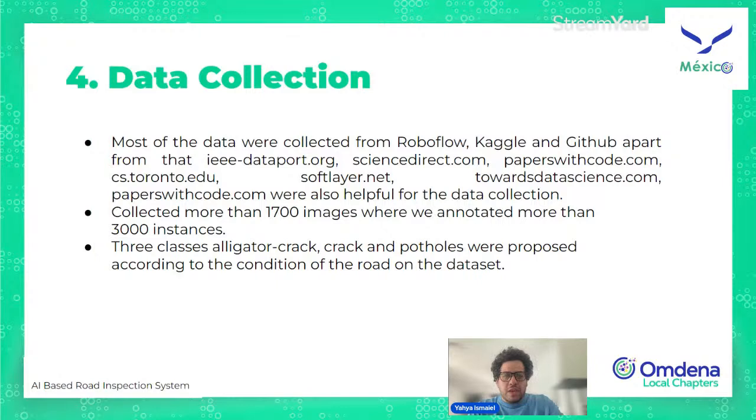And after that, we decided to stick with certain classes. This was one of the parts that took us some time, to understand what classes of road inspection we need to use. So we agreed eventually to use 3 classes, which were the alligator cracks, the cracks, and potholes. And these 3 main classes were used in the data collection, and then after that in the modeling and the deployment. Next slide, please.